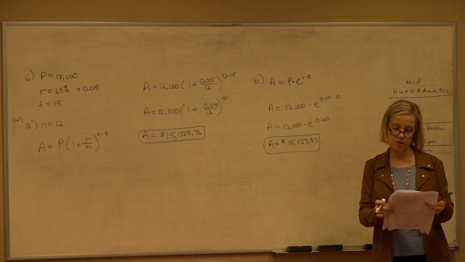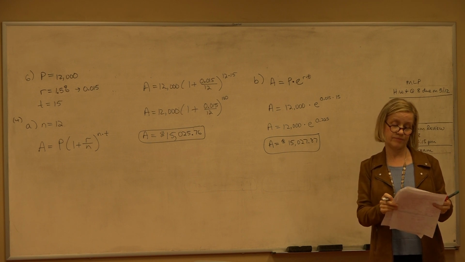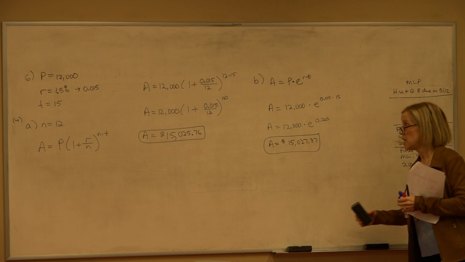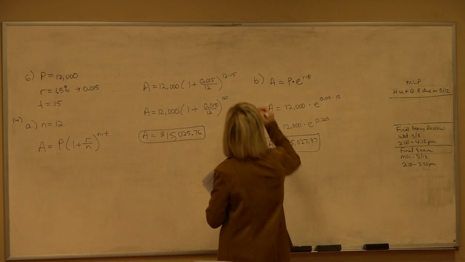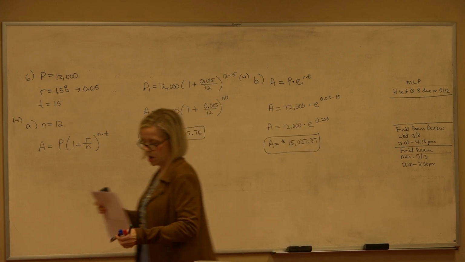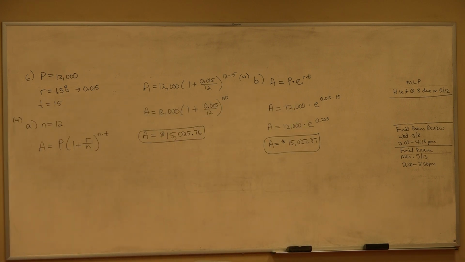Woohoo! So another $1.11 for continuous compounding versus monthly. So that was worth 4 points for 6B. So on to number 7. I'm coming to the front board.